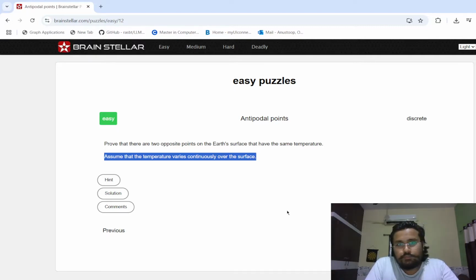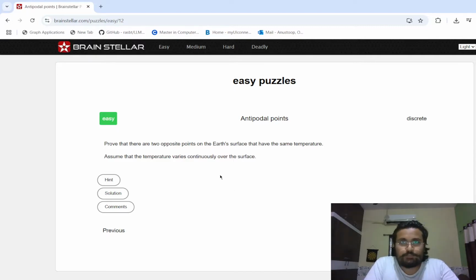In this video, we are going to tackle a very interesting puzzle named Antipodal points. This puzzle has been picked from this website Brainsteller, which is a collection of really great puzzles ranging from basic mathematics to probability to discrete maths, and so on and so forth. Feel free to give it a try.